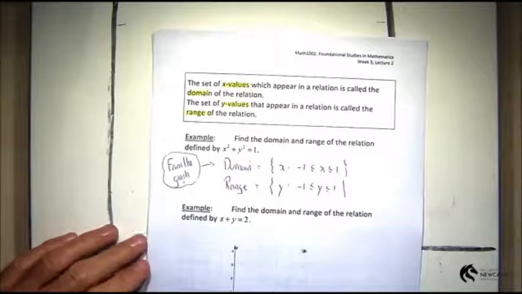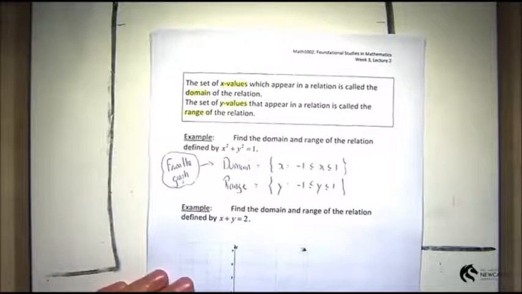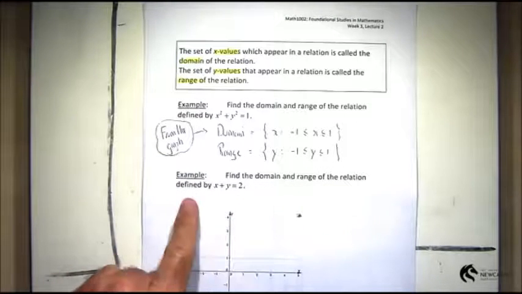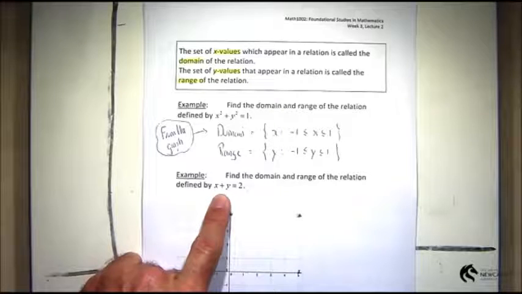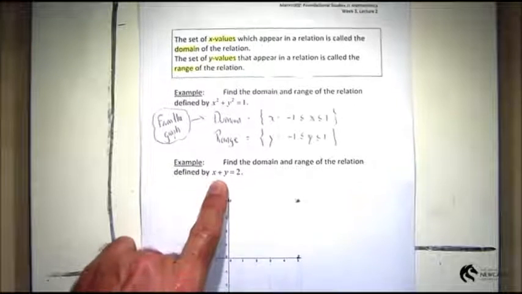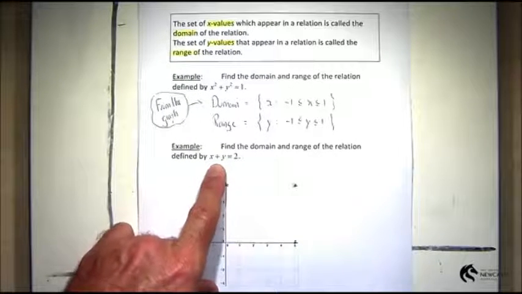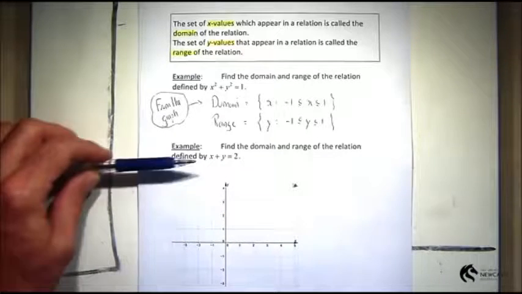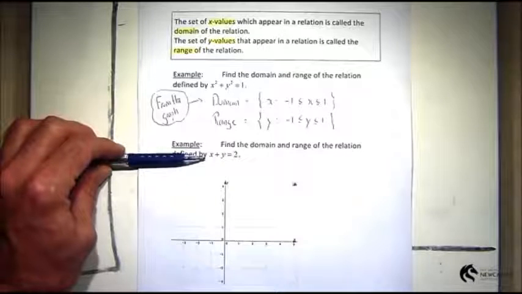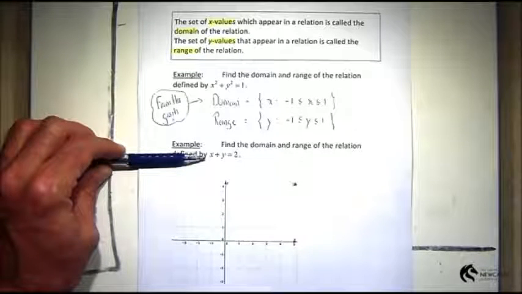So let's do another relation. It says find the domain and range of the relation defined by this equation, x plus y equal to 2. Now you look at that and you say, yes, I know what that is, hopefully, because you recognise that as a linear equation in two variables. So therefore you know its graph is a straight line.